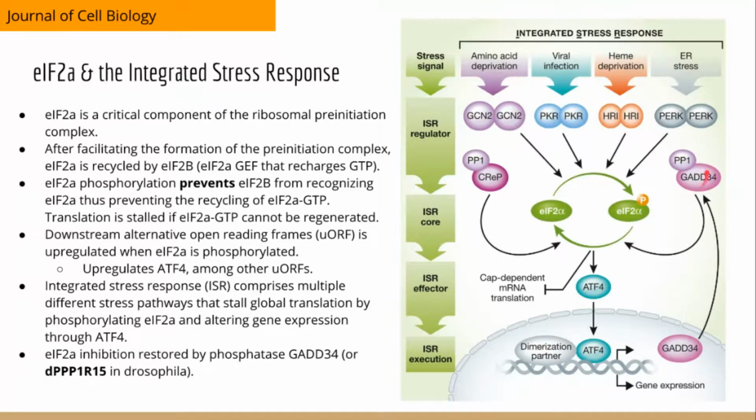This phosphatase in Drosophila is called DPPP1R15. For the purposes of this paper, it's very important that you remember that DPPP1R15, which I'll be repeating 100 times, is functioning as the eIF2a phosphatase that inhibits the integrated stress response and restores translation by cleaving the phosphate off of eIF2a.